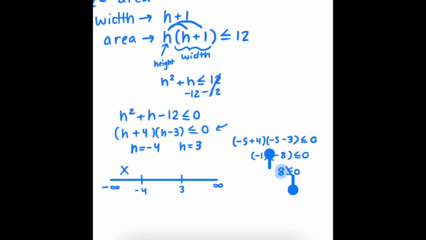So now I'm going to test a value, oops, I don't know what's happening. I'm going to test a value between -4 and 3. So I'm going to try 0.